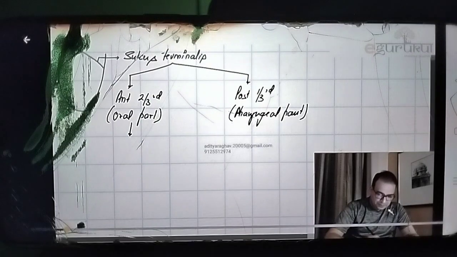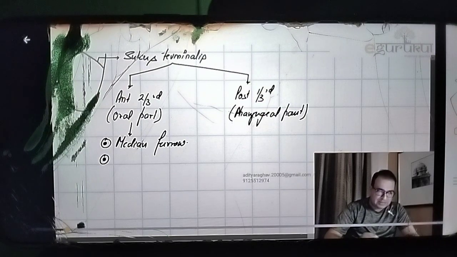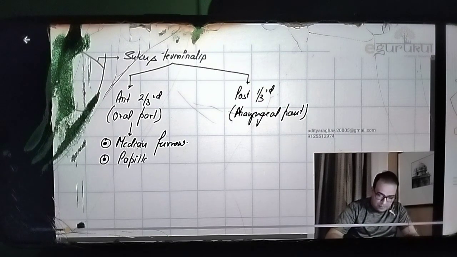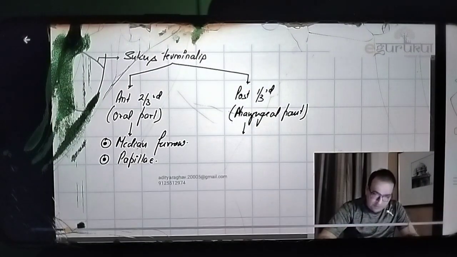So the two important things about the oral part: we have a furrow which is called the median furrow or median sulcus. I'll show it to you. And the important thing to discuss in the anterior 2/3 are the papillae. The lingual papillae, the taste buds will be there on it. So that's the papillae here.